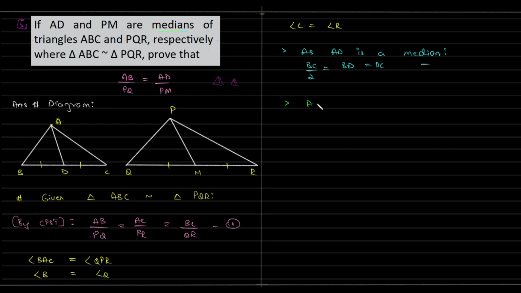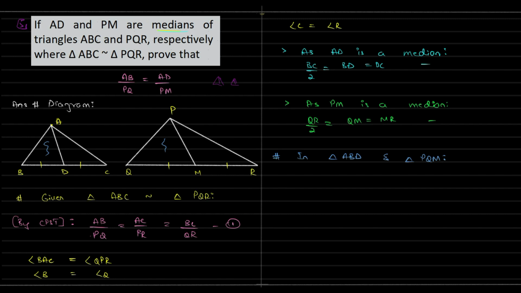Then as PM is a median, we have QR by 2 is equal to QM is equal to MR. We'll call this equation 3. Now we'll start off. We need the ratio, but in which triangle are these ratios? AB by PQ is equal to AD by PM. So it's clear that it's triangle ABD and triangle PQM.